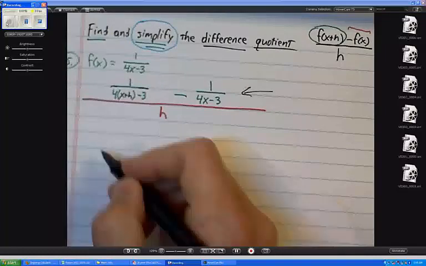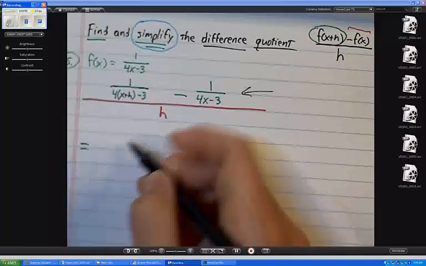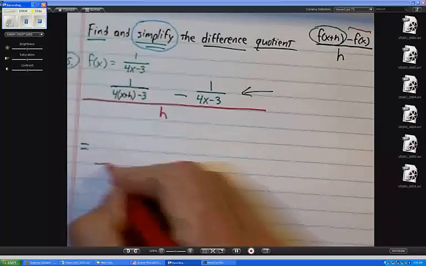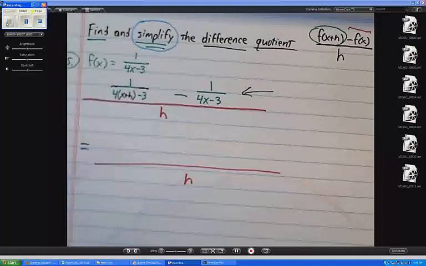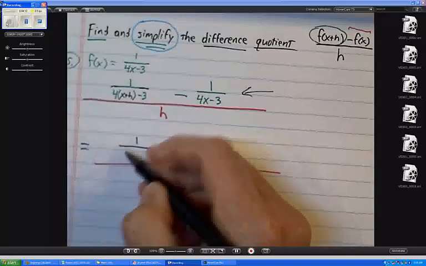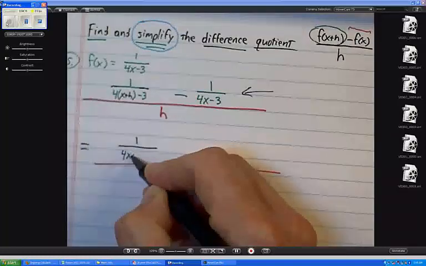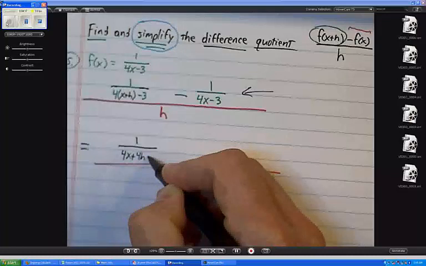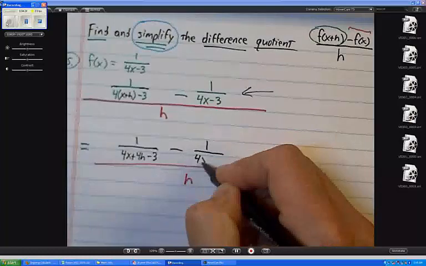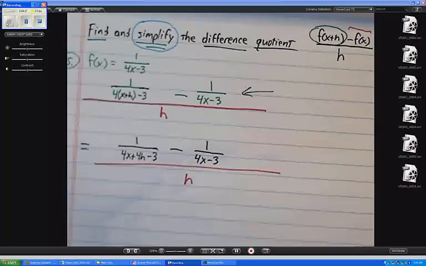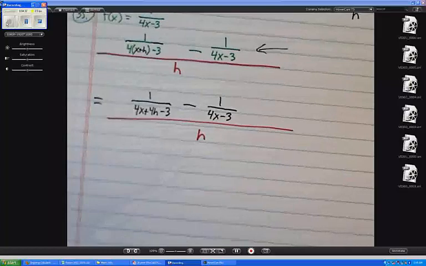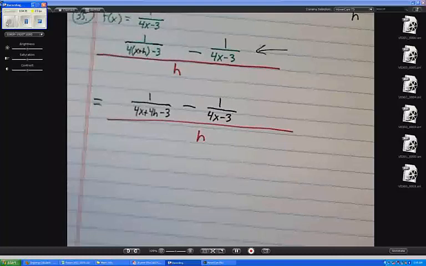So let's work on simplifying the numerator. So if it were me, I'll have my nice big fraction bar with an h, right? Okay. And in the numerator, we have this fraction, if I simplify, would be 1 over, I would call it 4x plus 4h minus 3. And then this other one is 1 over 4x minus 3. Okay. Can I subtract those two fractions? Why not?